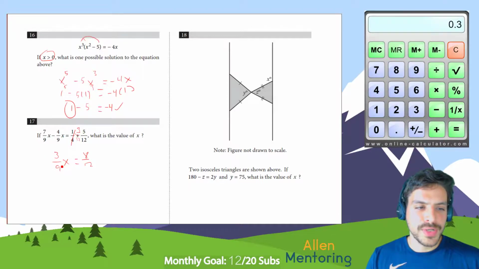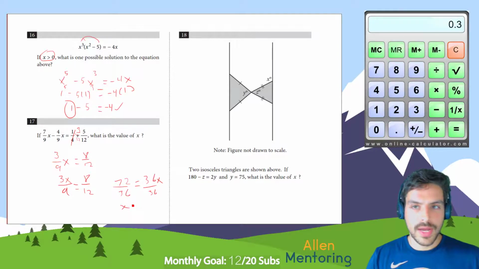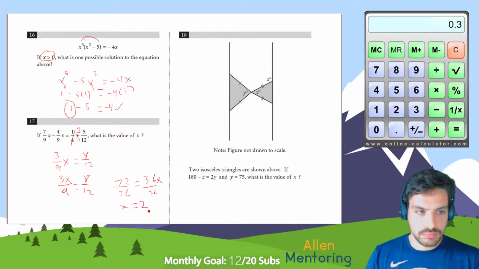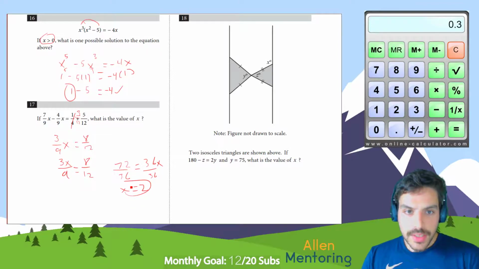And so in the case of 3/9 x, we can rewrite this as 3x over 9 is equal to 8/12. So this is how you would rewrite 3/9 x, just like this. And so now we just cross multiply. So 8 times 9 is 72, is equal to 3x times 12, which is 36x, and divide 36 on both sides. So x is equal to 2. And I believe that is the right answer. Yes, it is. Sweet.